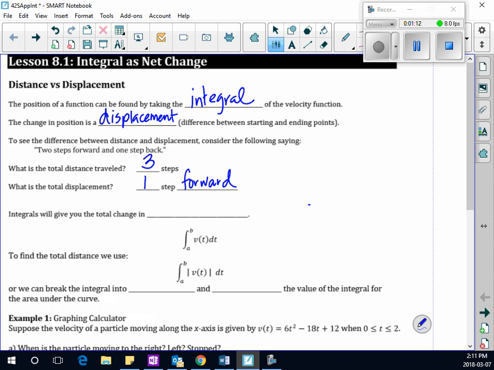Yes? So integrals will give you the total change in displacement. Does everybody understand why that makes sense? Because it's subtracting the part that's underneath the x-axis, right? So to find the total distance, we use the integral from a to b of v of t dt. Or we can break the integral, sorry, I think something's off here. So if we want to do the distance, we're supposed to be using the absolute value, right?